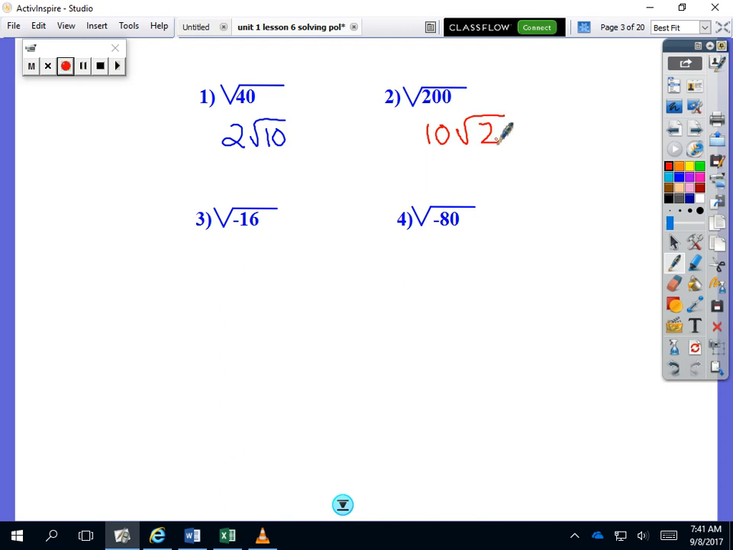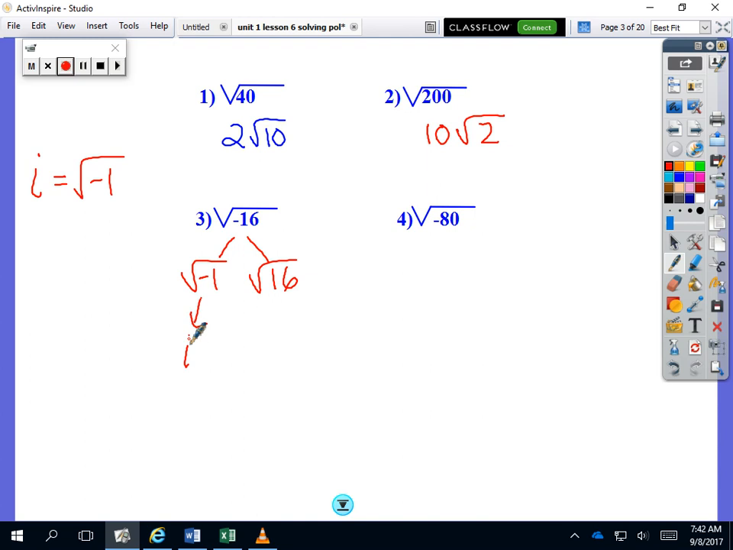Now, the second pair of problems we have here have a negative under the radical. So remember, if you have a negative under the radical, you have to use that little italicized i, which means it is an imaginary number, and that equals the square root of negative 1. So whenever I have a square root of a negative, I can factor out the negative 1, take the square root of the other number, because I know this equals i.